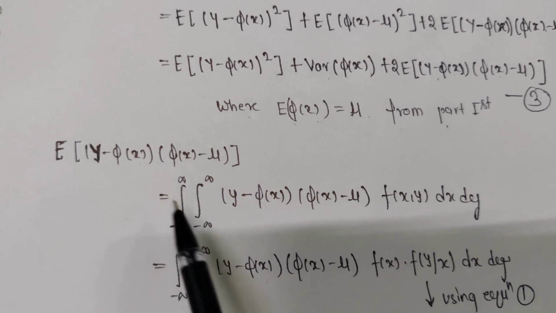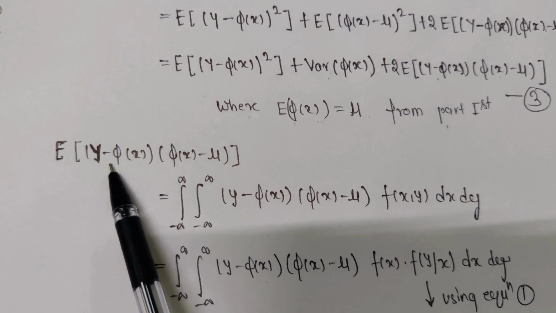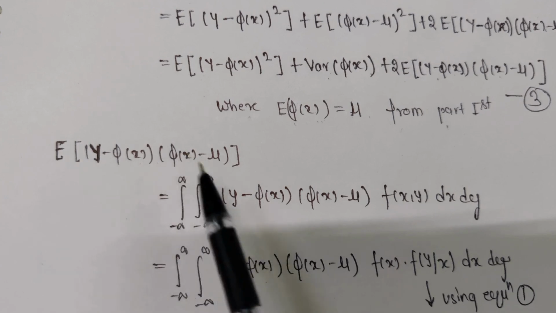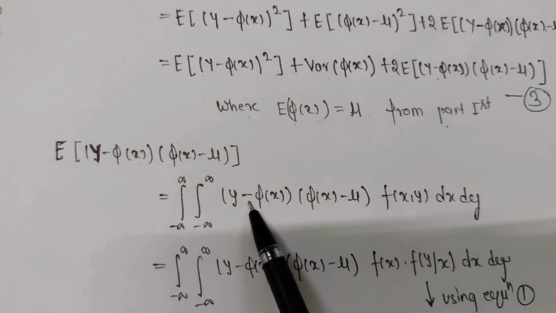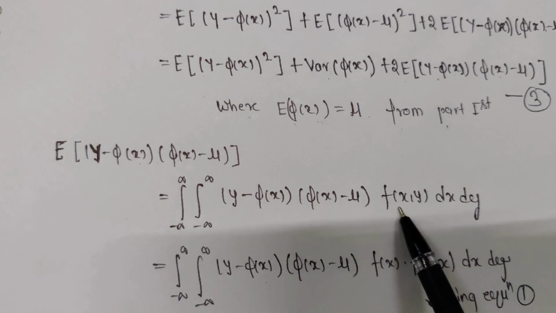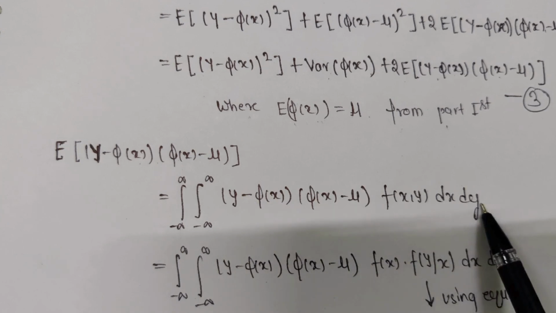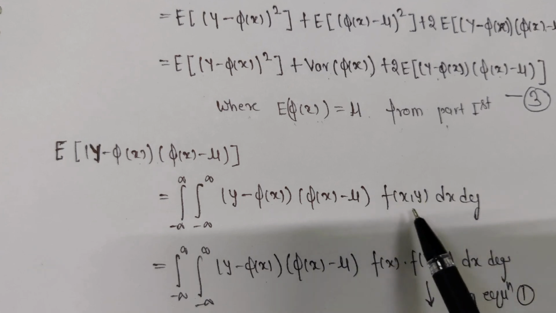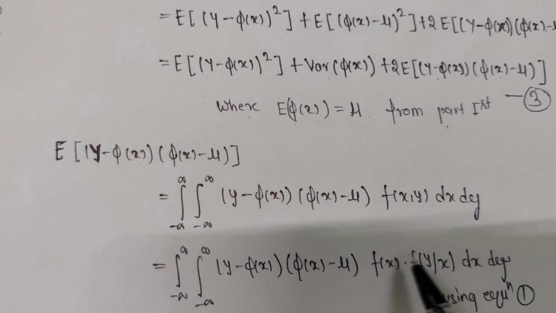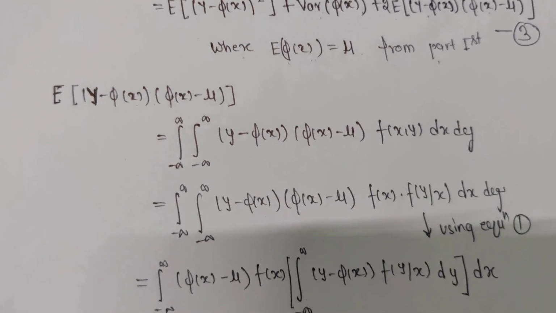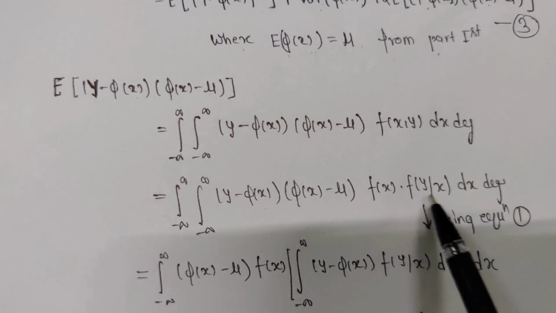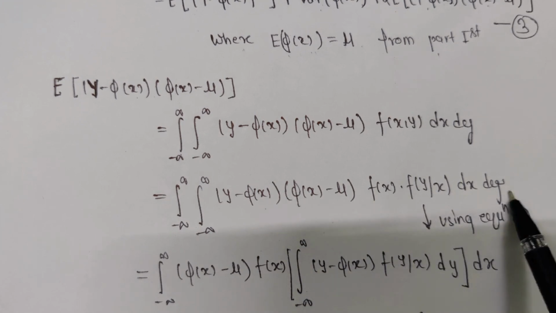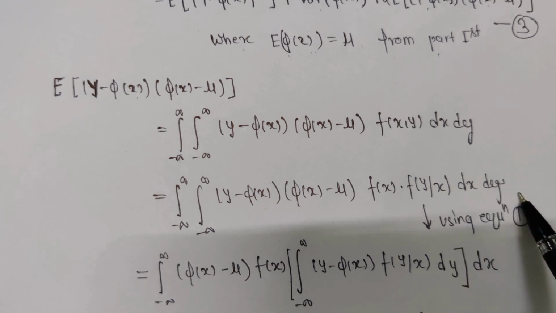So we can expand this term by the expectation formula. This is our first term, this is our second term, just like x, y. So the double integration over x and over y of the first term (Y minus phi(X)), the second term (phi(X) minus mu), and the joint density f(x,y) dx dy. Okay, and we simplify by using f(x,y) equal to f(x) into f(y given x). This is from equation number 1. So we can write the next step as the double integration of (y minus phi(x)) (phi(x) minus mu) f(x) f(y given x) dx dy. Okay, so this is our next expression.